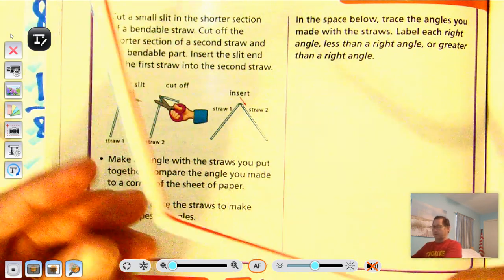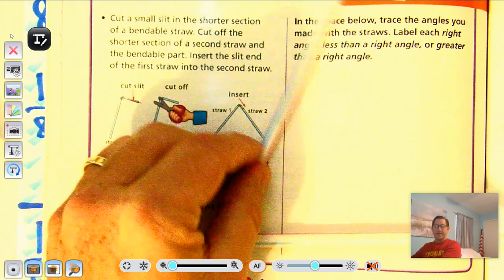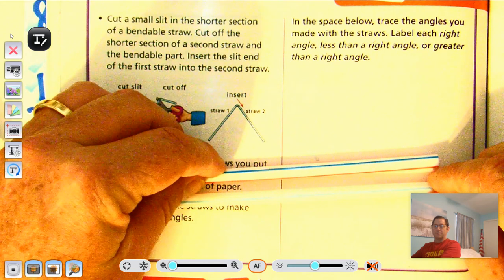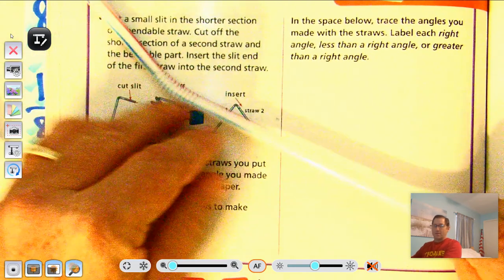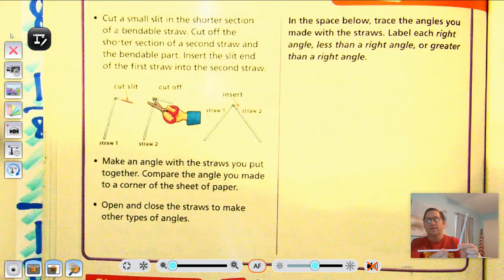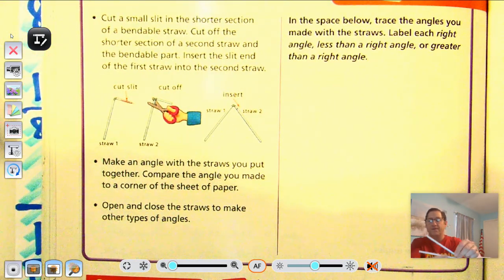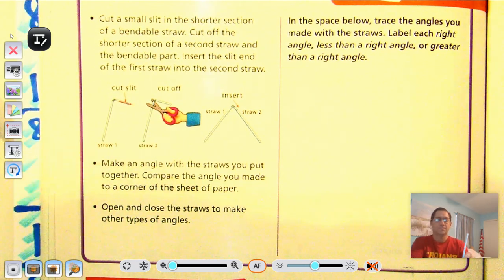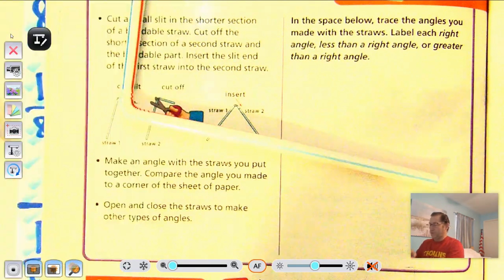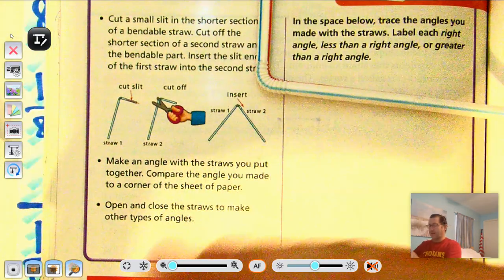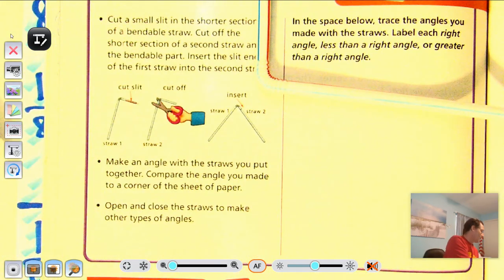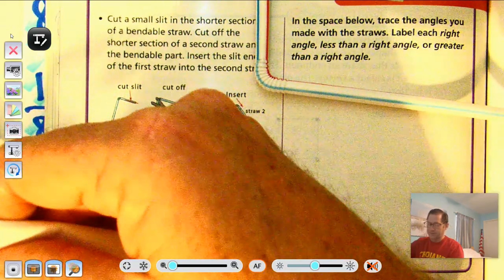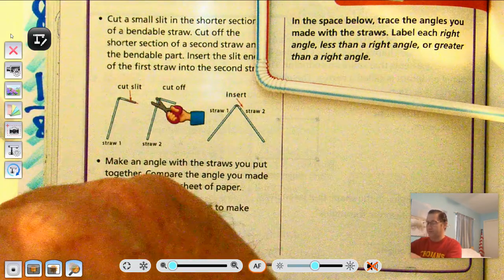Okay. All right. So now we have a tool that we can use to form angles. Again, we can form different angles using this tool. The other part I want you to use is a piece of paper. And on this one, we're going to make another additional tool. We actually use this a lot in fourth grade when we do angles.